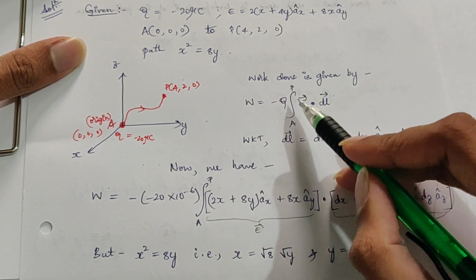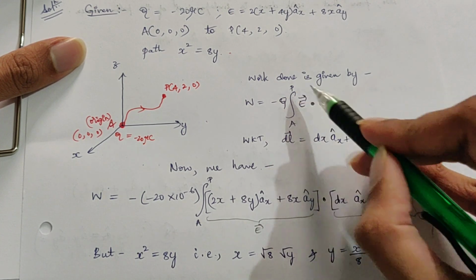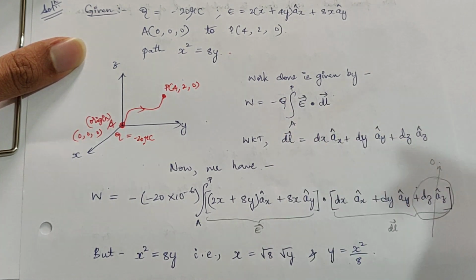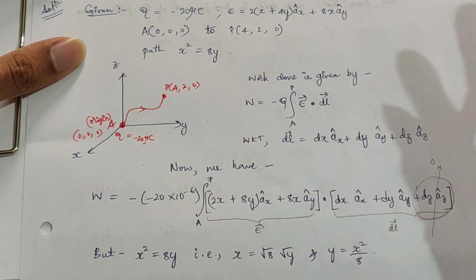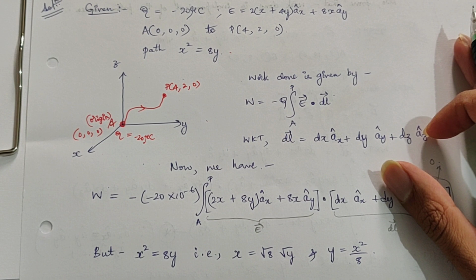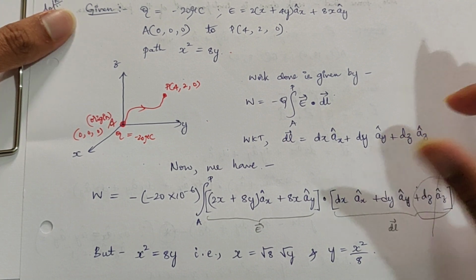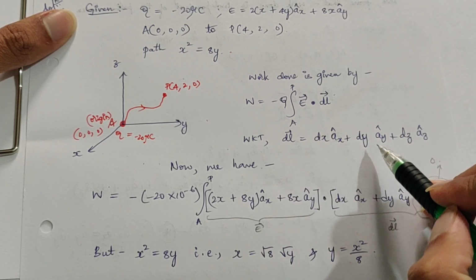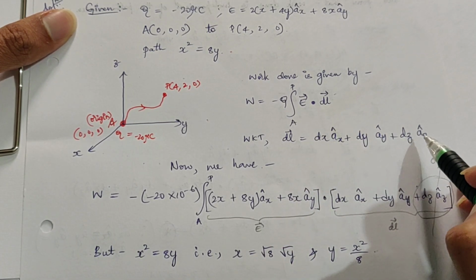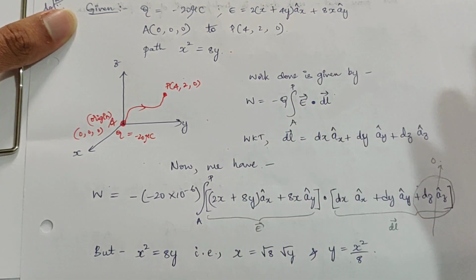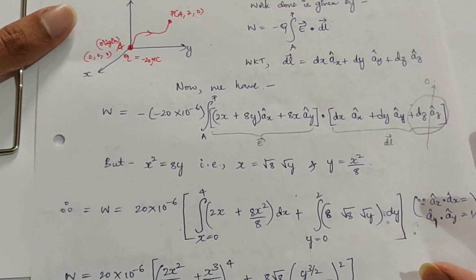I know what is the equation for work done. It is W is equal to minus Q times the integral from point A to point P of E dot dl. Here E and dl both are vectors, and we are going to take the dot product of it. I know what is dl. It is a differential length which is given by dx ax cap plus dy ay cap plus dz az cap. We know everything in this equation. We just have to take the dot product of it and substitute a few things. We'll see what that is.